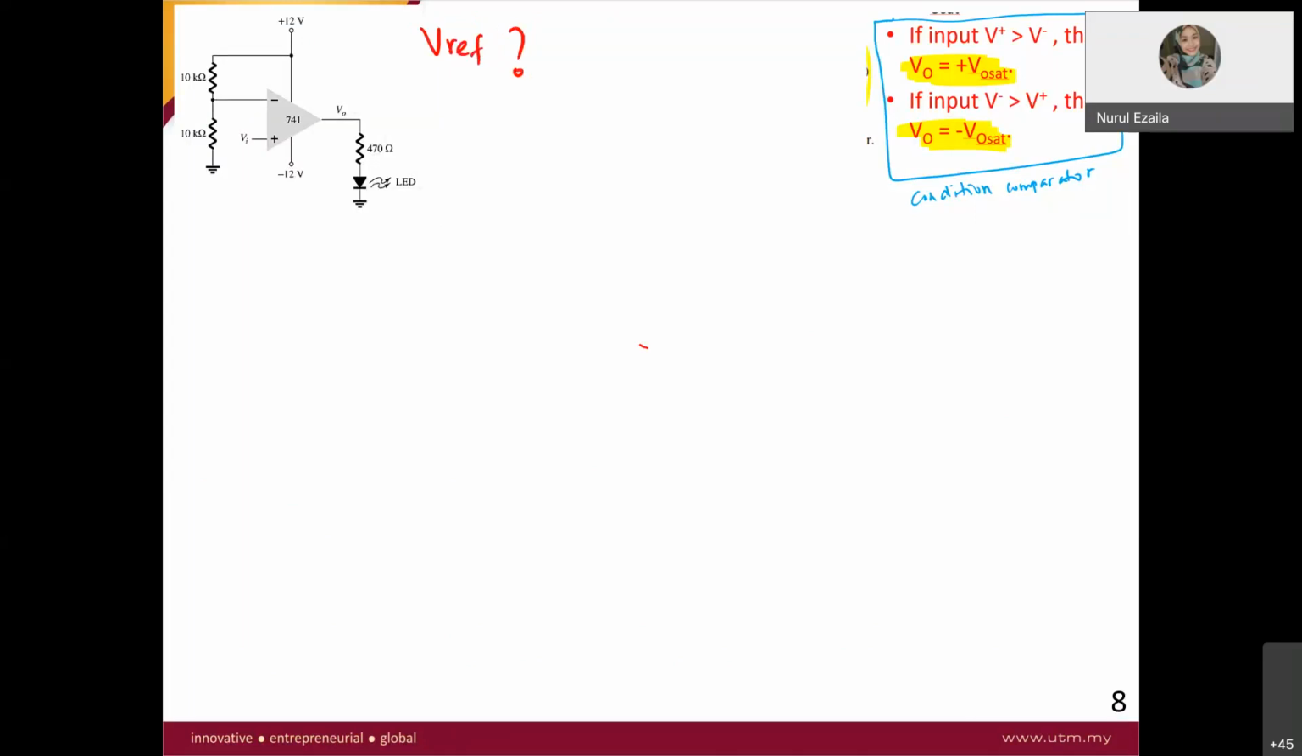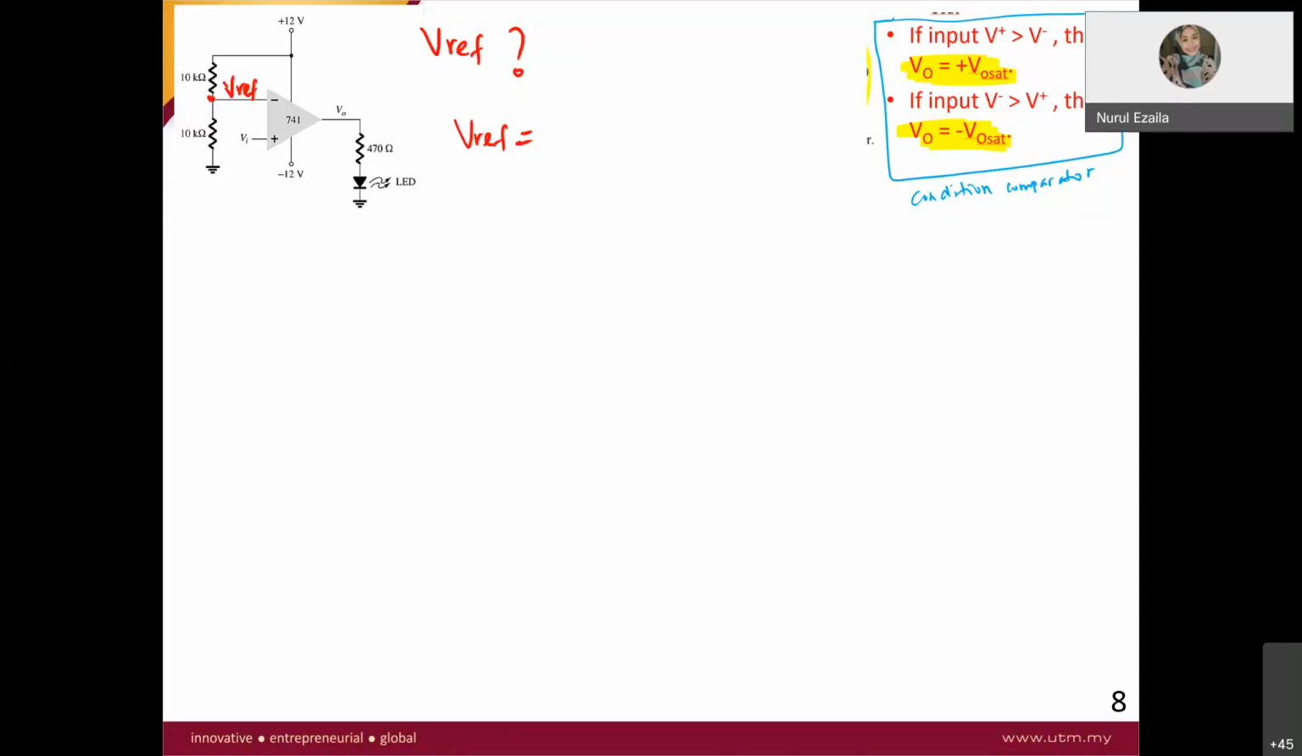Okay, so how to determine the V reference? This is your V reference. How to determine? Anyone? You got an idea? So at this point, at this red dot here, is your V reference. So how do you solve the V reference? How to find V reference? V Thevenin. Correct. Yes, V Thevenin or voltage divider, right? Same like voltage divider, V Thevenin, your friend is right.